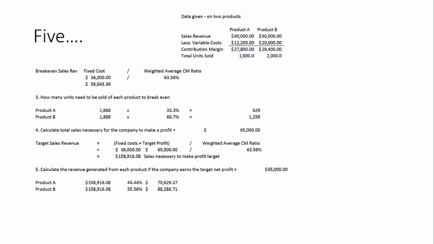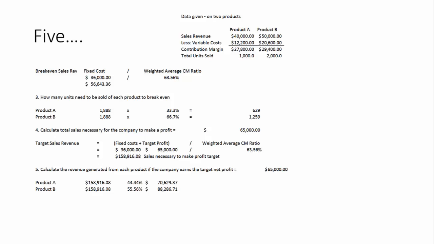Next, we want to calculate the revenue generated from each product if the company earns that target net profit of $65,000. For product A, we're looking at $158,916.08, and we multiply that by 44.44%. That is the ratio when we take the sales revenue of $40,000 divided by the total sales revenue of $90,000. That's where we get that number. So $158,916.08 times 44.44% gives us $70,629.37.